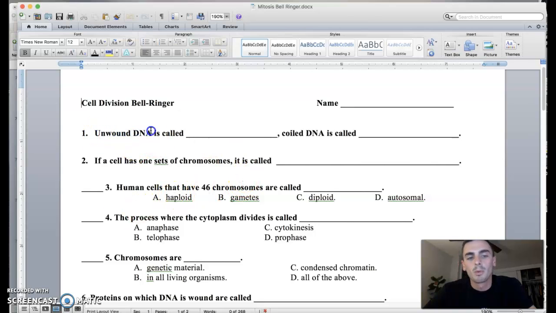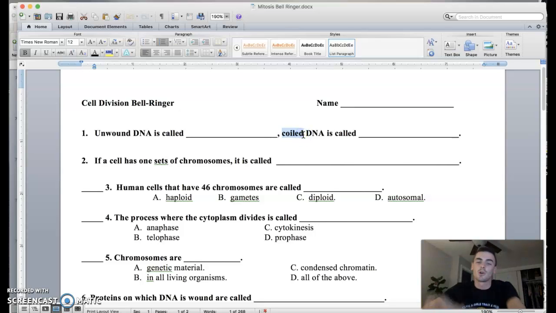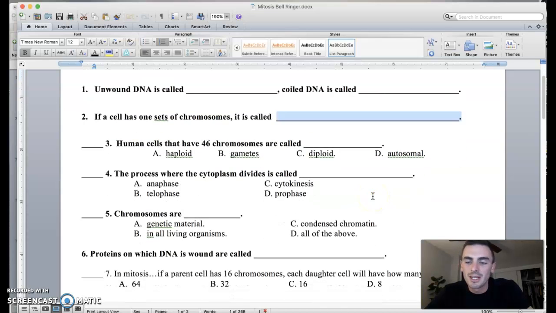So when we look at DNA that is unwound, we call this chromatin. Chromatin with an N at the end, whereas when it coils to get ready to become those chromosomes, we call it chromatid. Coiled chromatid. When it's unwound, it's chromatin. If a cell has one set of chromosomes, it is called, that word from yesterday, haploid.